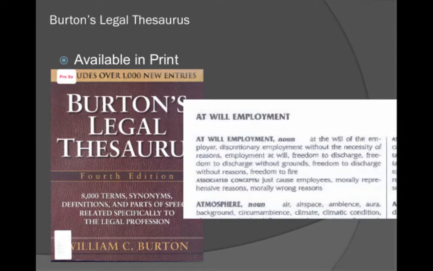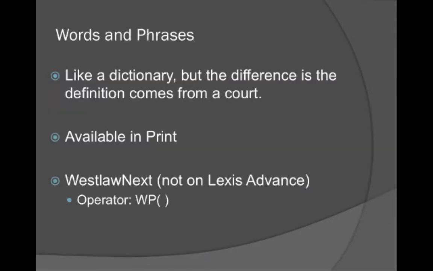Okay, in this case, you look up at-will employment. They'll give you different types of terms for that, right? At the will of the employer, employment at will, freedom to discharge, without grounds, without reasons, freedom to fire. Associated concept: just cause employees, morally wrong reasons. So it's actually really helpful. There are terms that I wouldn't necessarily think of when I was thinking of at-will employment because I believe that's how this state defines it. There might be ways that other states define it, and so this thesaurus can be incredibly useful. Let's move on to the publication that I've mentioned a few times called Words and Phrases.